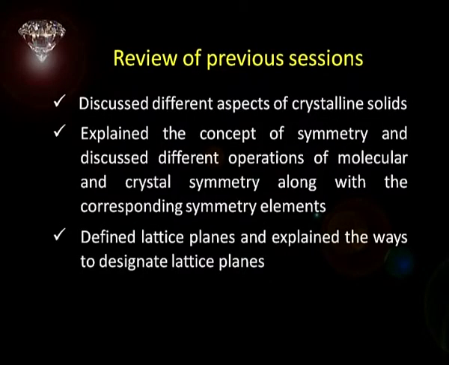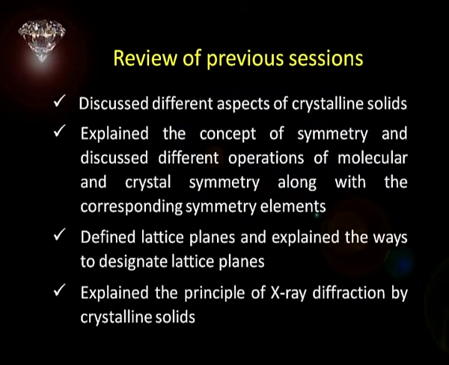Thereafter, we defined what is called a lattice plane. Then we explained different ways of designating those planes in terms of Weiss indices and Miller indices, etc. And then we also explained the principle of X-ray diffraction by crystalline solids, that is, why it happens that X-rays get diffracted by crystalline solids. That is all we have done so far.